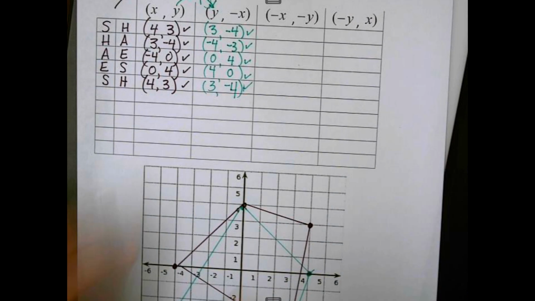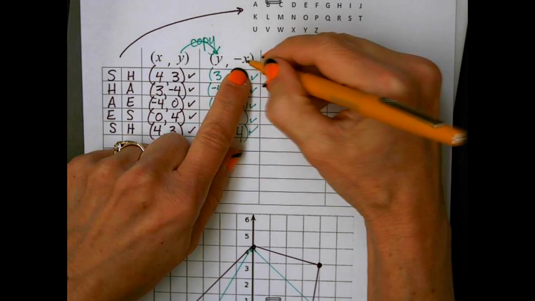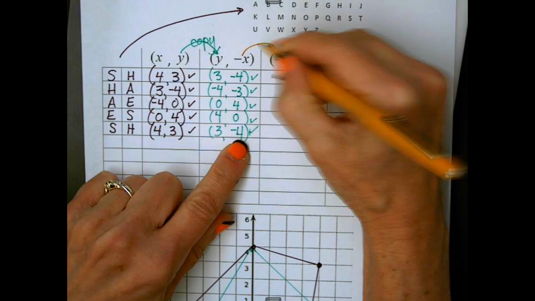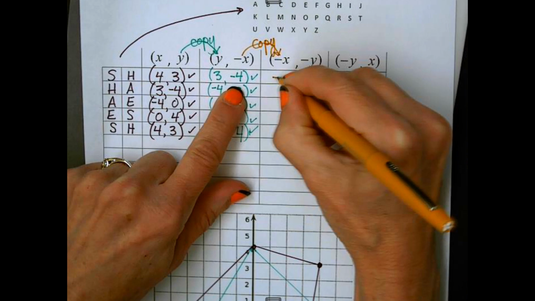My next one here. Look at how it says opposite of x, opposite of x. That means it's the same thing. I'm just going to copy those again. So my last y becomes my first x. Notice I didn't change any signs. I kept everything the same.